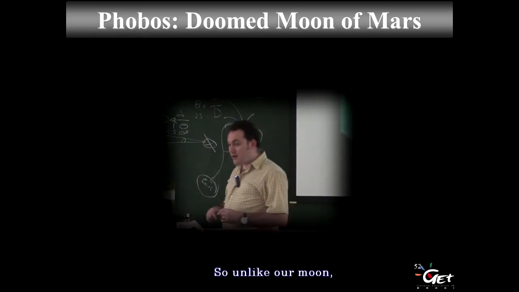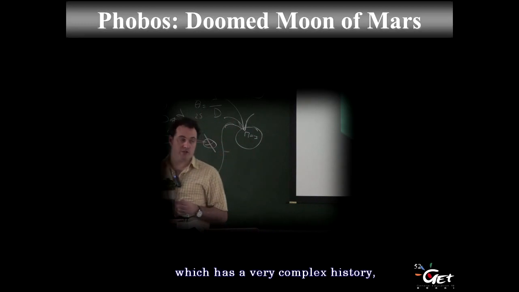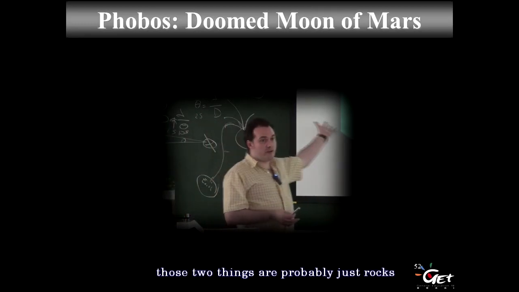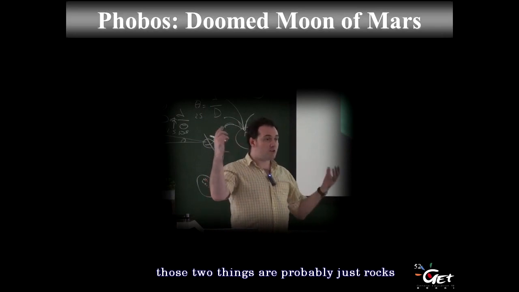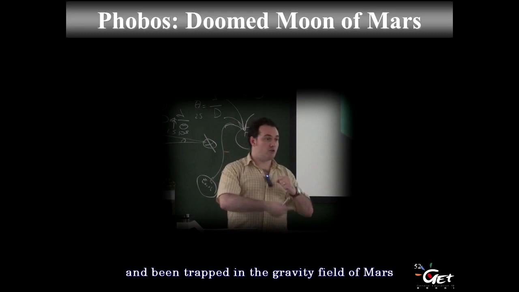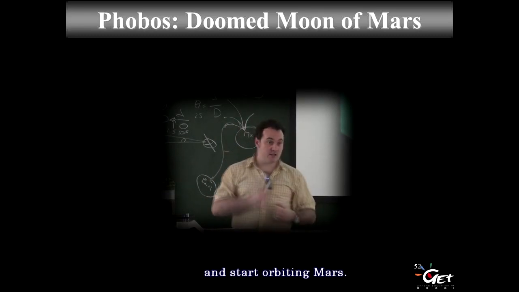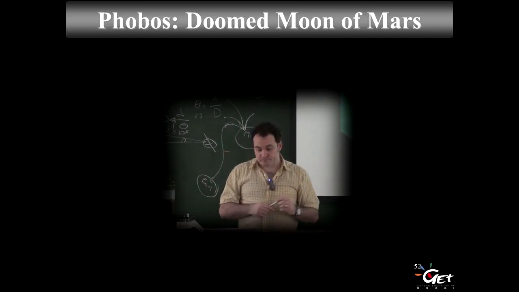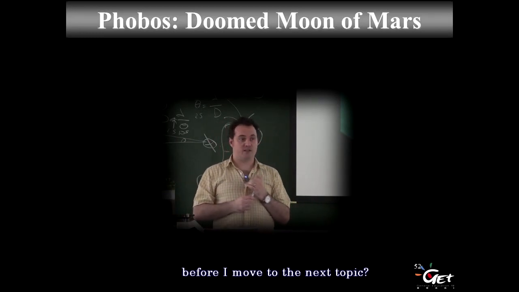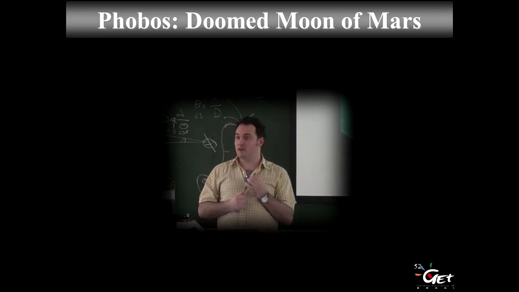So unlike our moon, which has a very complex history, those two things are probably just rocks that were wandering in the solar system and got trapped in the gravity field of Mars and started orbiting Mars. Okay, do you have any questions about Mars before I move to the next topic?